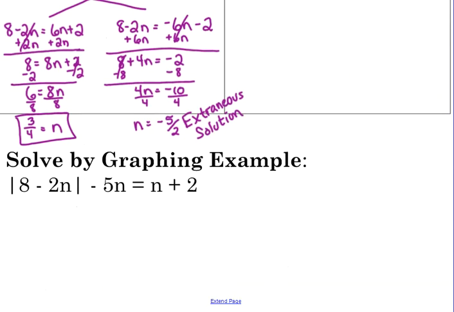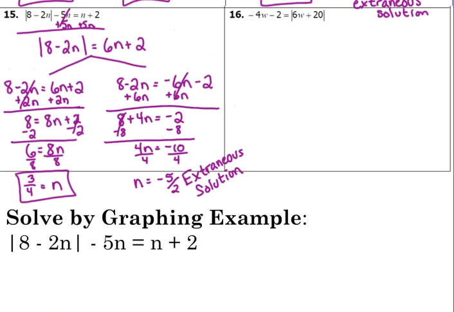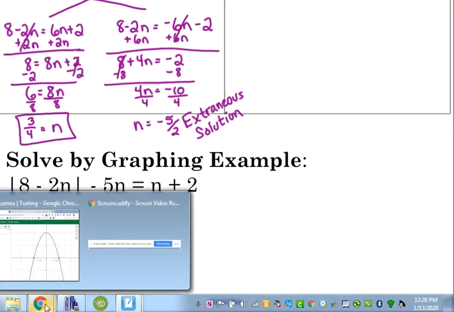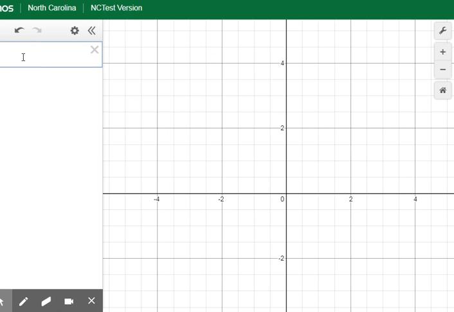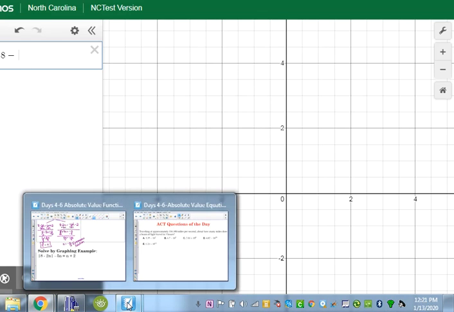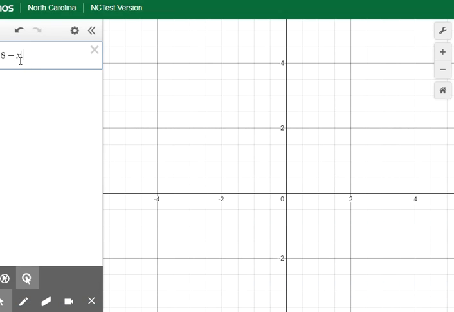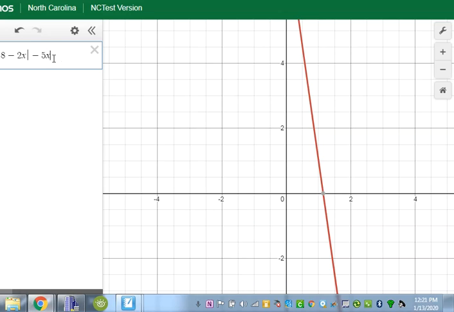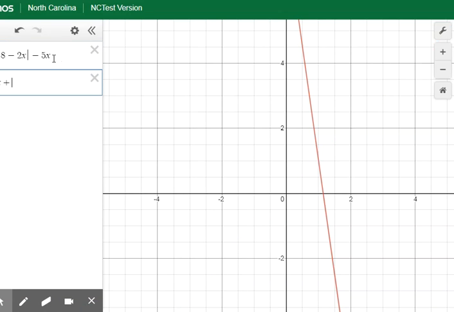Okay. I do want to show you this last one, checking it by graphing, because I hadn't shown you any of those. So let's look at this one really quickly. The absolute value, that's not what I wanted. 8 minus, don't put the weird letters in there, okay? Always use x instead of, in this case, n, 2x minus 5x. Okay, we plug the left side in, and then we plug the right side in.